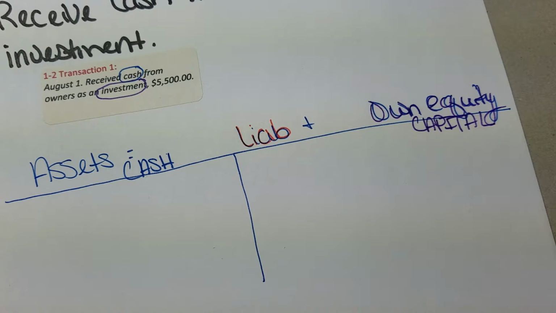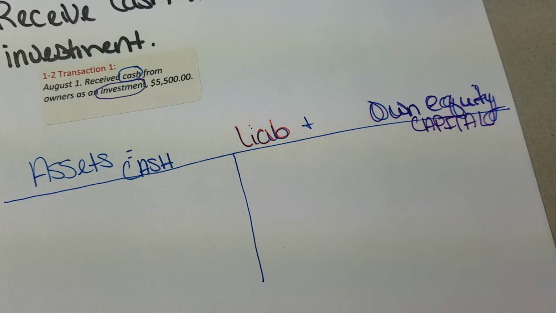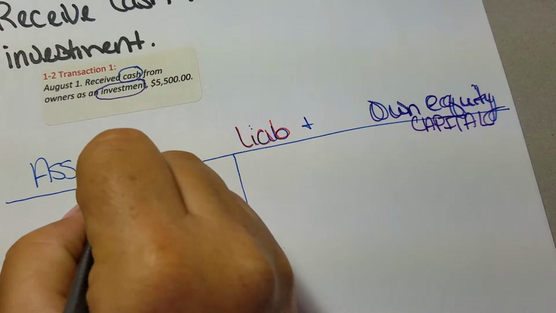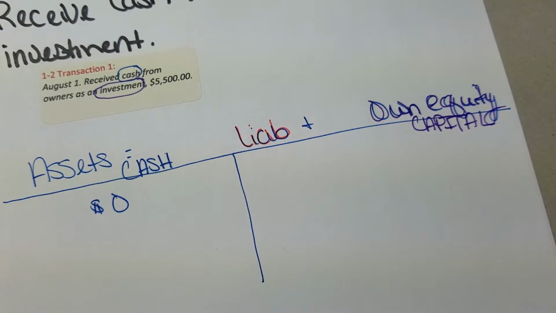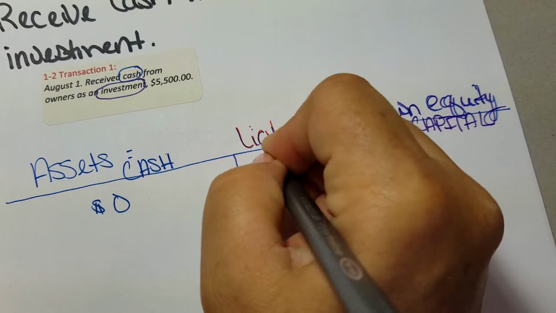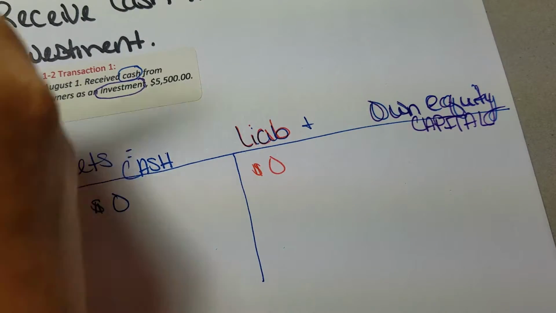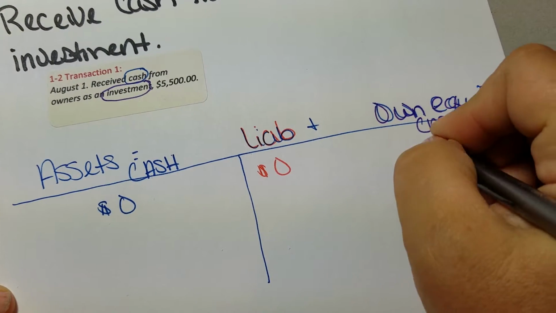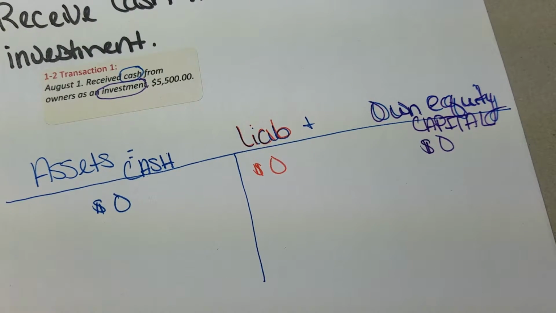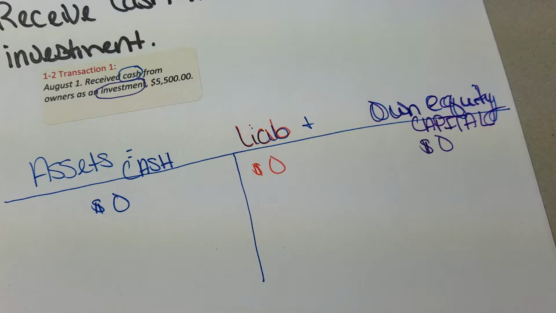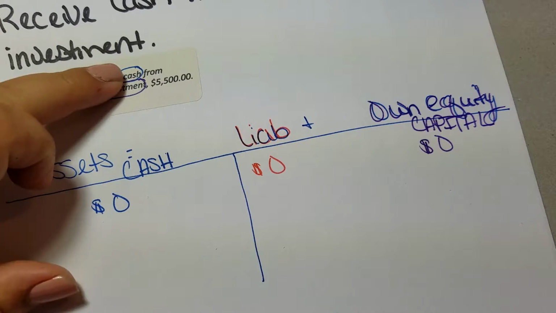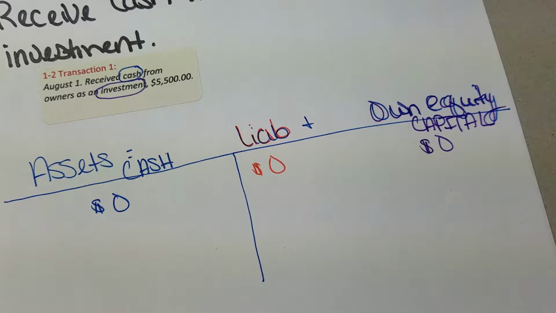So let's see if we can start this out. Okay, to begin with, everything was zero. We had zero in cash. We have zero in liabilities. And we have zero in owner's equity, because this is our very first transaction ever. So we're getting some cash. So she is giving us $5,000.